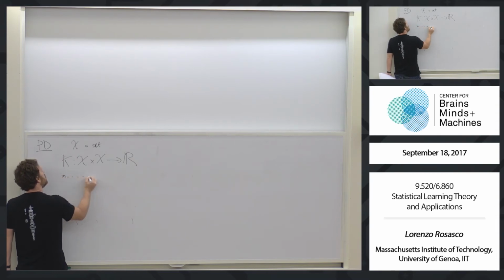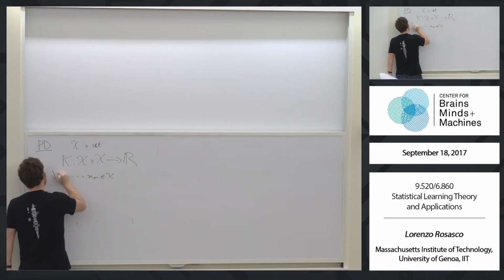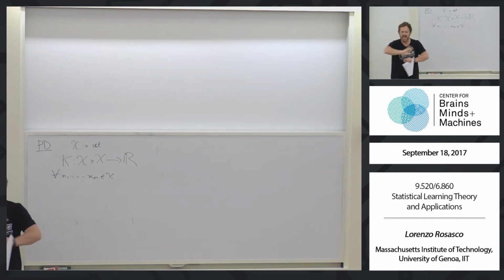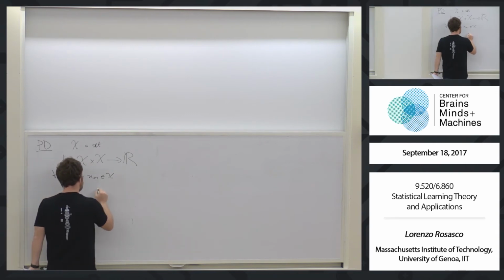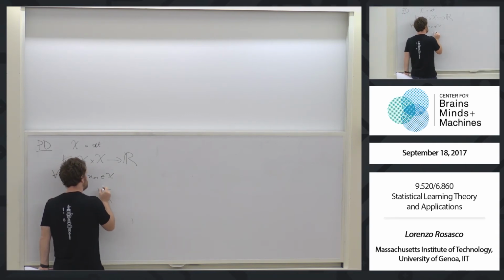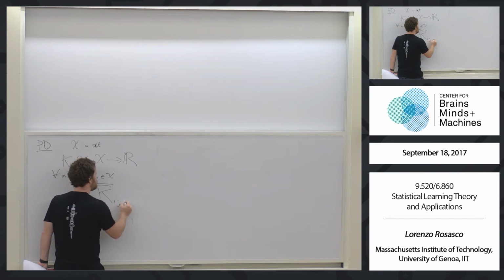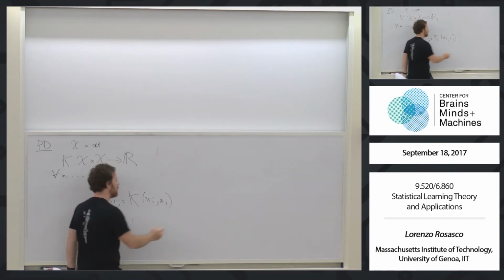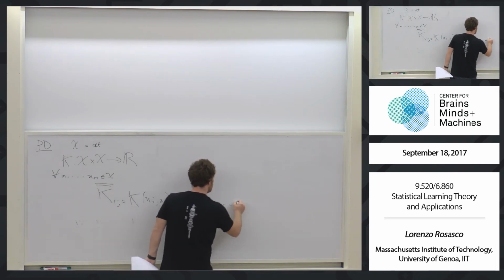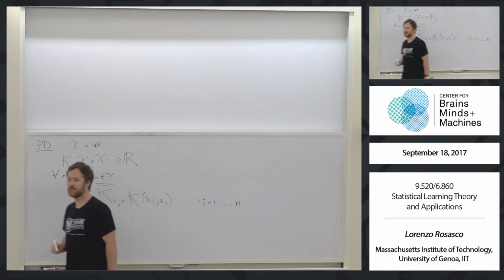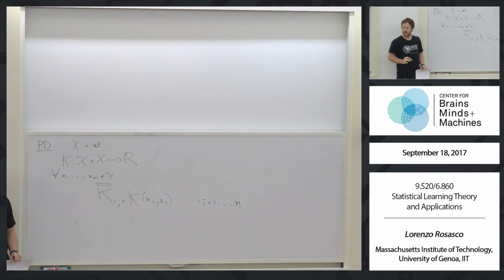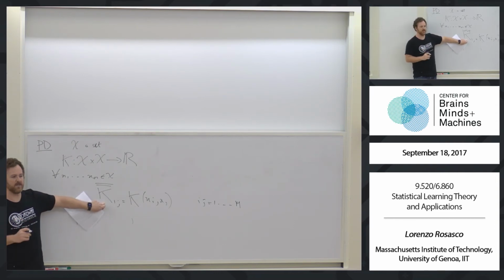Take x1, ..., xm in X, any, no training set. There is not even a probability distribution on X. Just take any sequence and build the matrix, okay? Entries are given by K(xi, xj), with i, j from 1 to m. Okay? I say that this function is positive definite if this matrix is positive semi-definite.